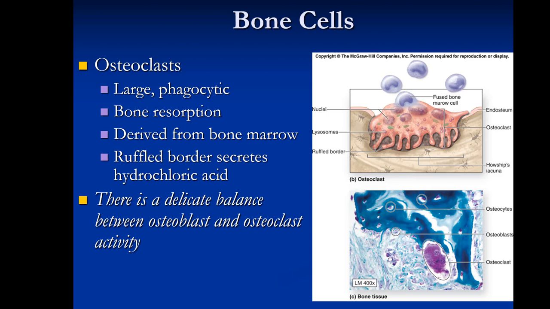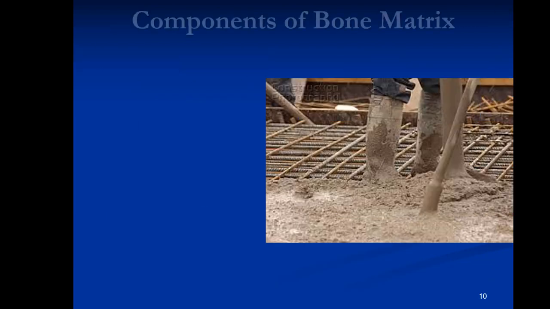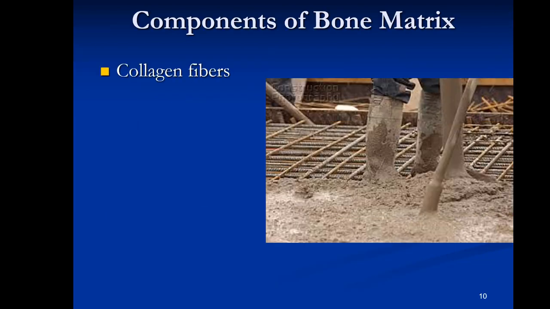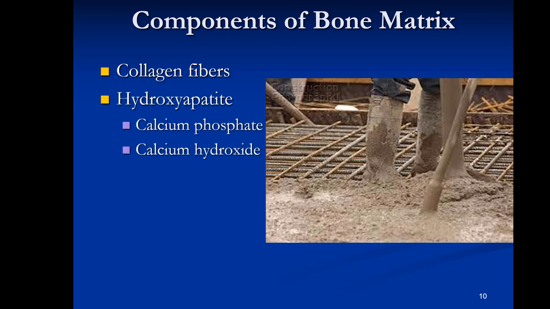So the bone matrix. We have the bone cells that we just talked about, and then the extracellular matrix consists of collagen fibers, which we know are really strong, and then these minerals, calcium and phosphorus. So together, this mixture, calcium phosphate and calcium hydroxide, makes up a mixture that's known as hydroxyapatite.